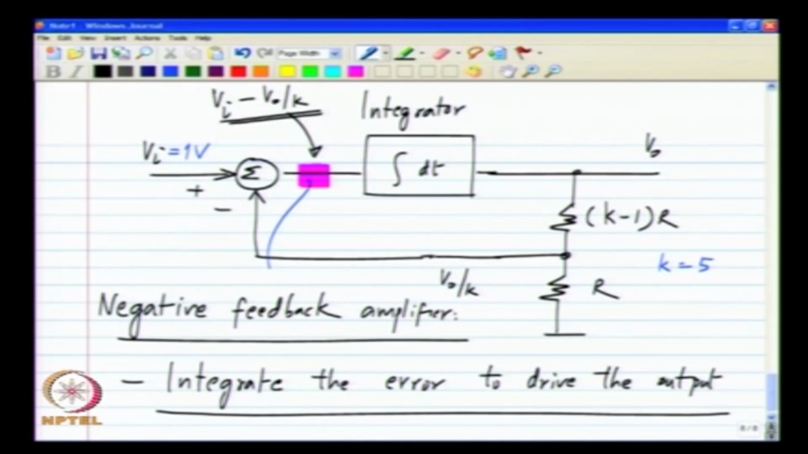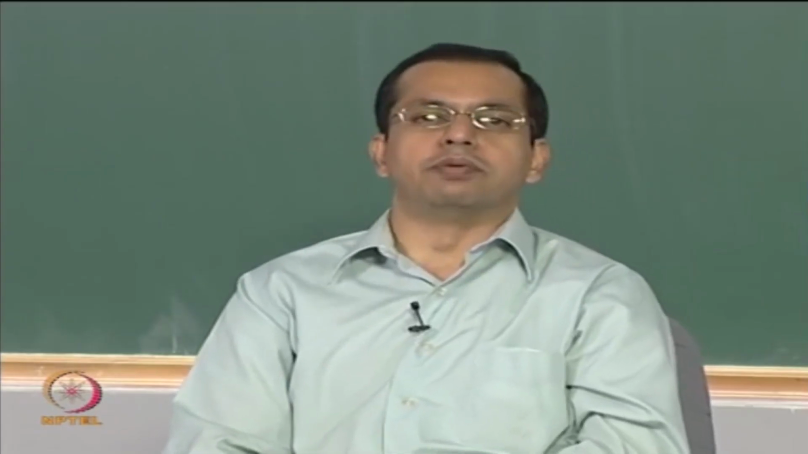And this is intuitively similar to what you do when you are adjusting the volume control knob for your comfort, or when you are adjusting the speed of your automobile to go at the desired speed. The principle is the same. You integrate the difference between the desired and actual values to drive the output. So, now that we have the basic negative feedback amplifier, we will analyze it further, see how it behaves under different conditions.